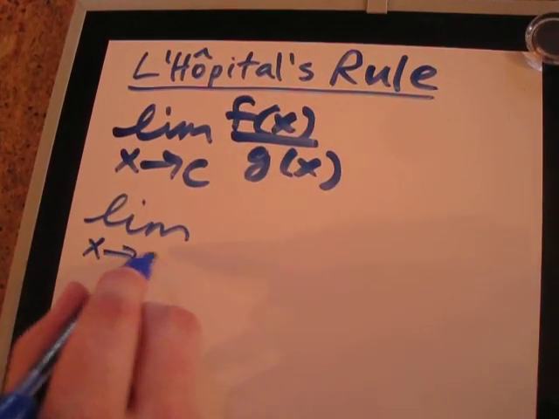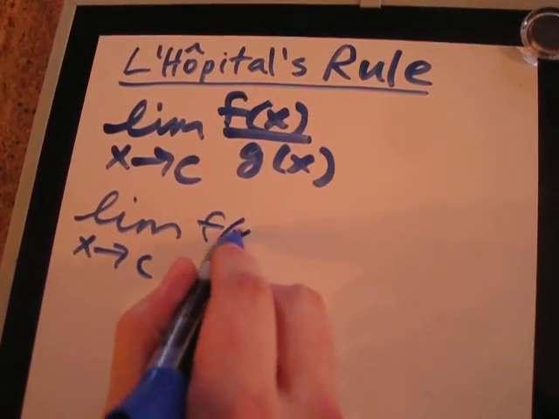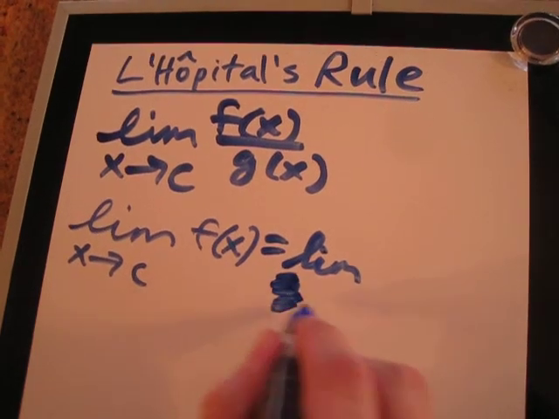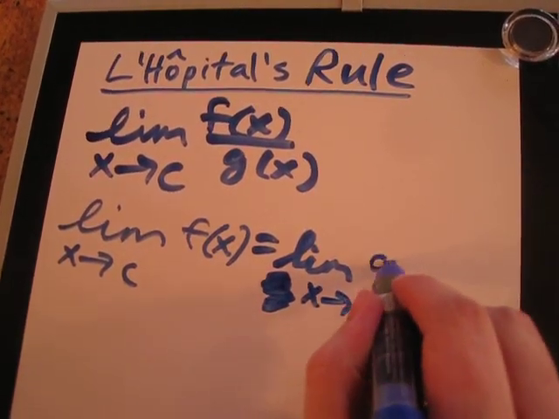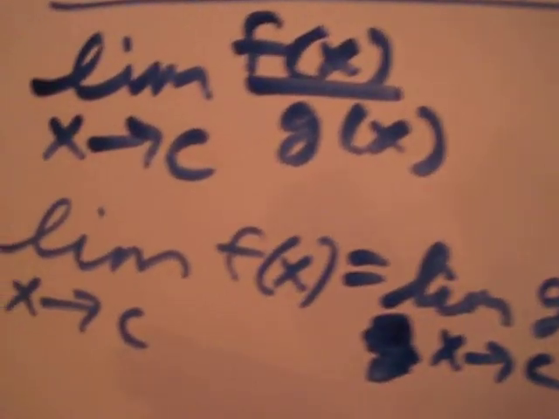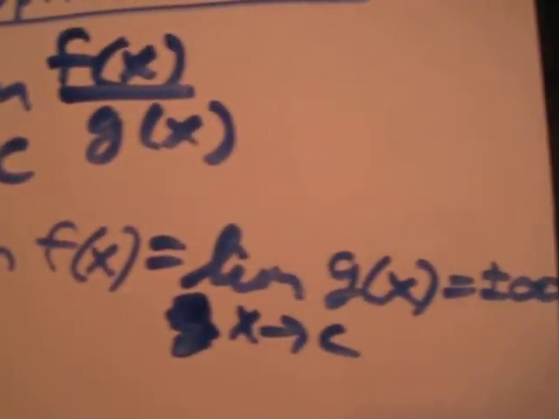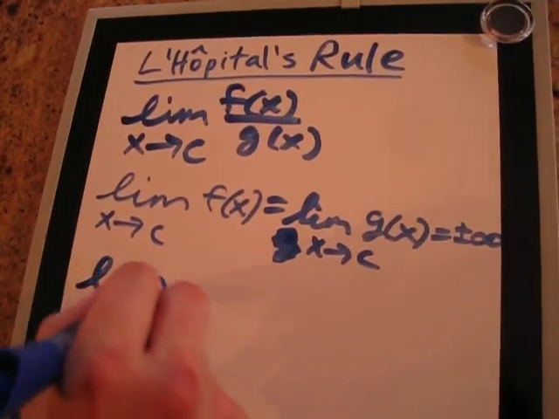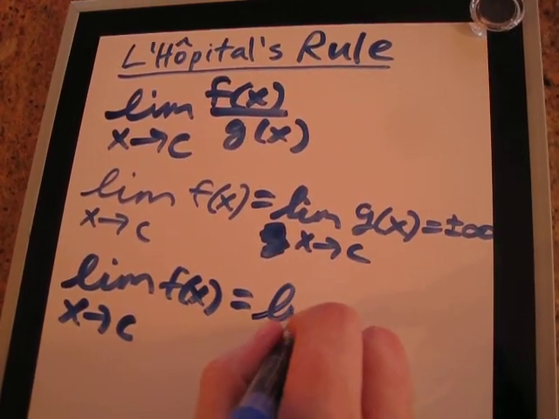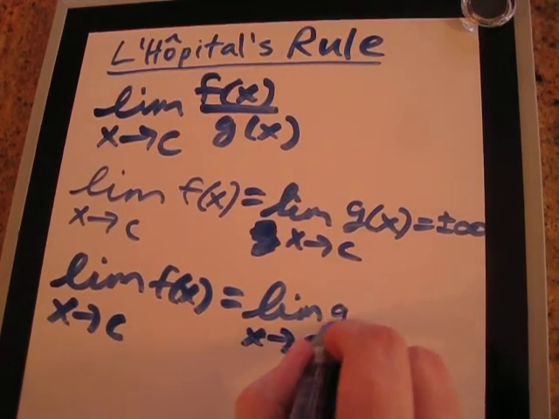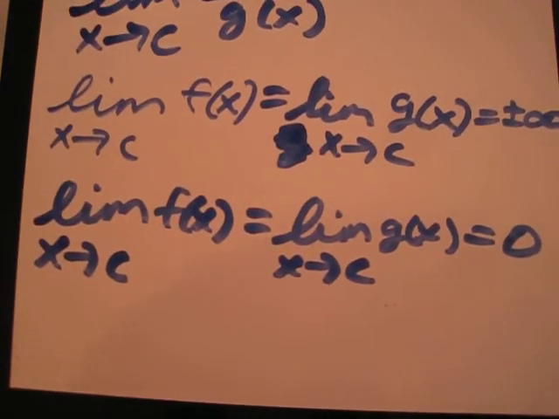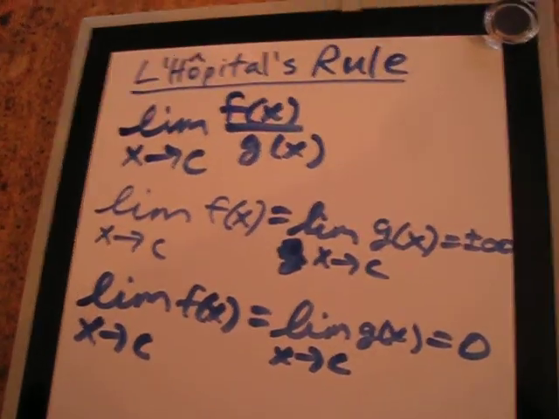Either the limit as x approaches c of f of x must be equal to the limit as x approaches c of g of x, which is equal to plus or minus infinity. The limits must be equal to a form of infinity. Or equal to 0.